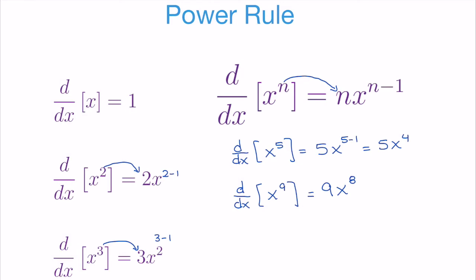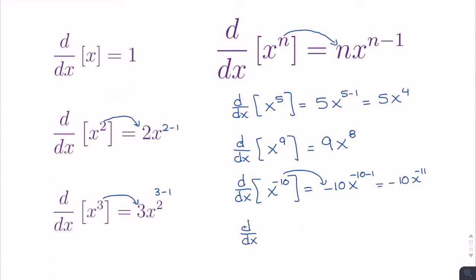Easy, right? The power rule also works for negative exponents. So if we want to do d dx of x to the negative 10, for example, this number comes up to the front. So this is negative 10 x, and you're going to take the power and subtract a 1. So that's negative 10 x to the negative 11. I'm sure you can do this alone. x to the negative 7. That's going to be the number to the front, negative 7, x to the negative 7 minus 1, negative 8.